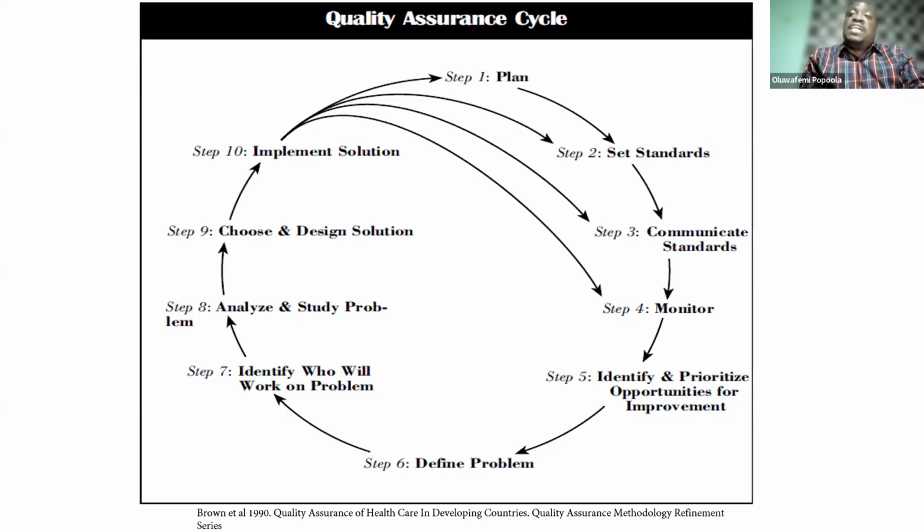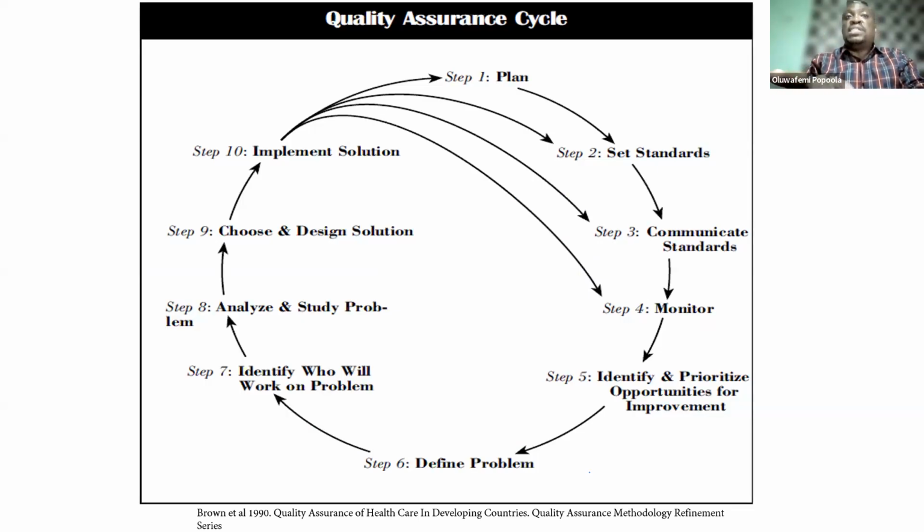And on the basis of that is where we now get into the core of the continuous quality improvement activity, which is the place where you define the problem, you identify who will work on that problem, you analyze and study the problem, you choose and design a solution and then implement it. And then we come back again to the beginning of the cycle.